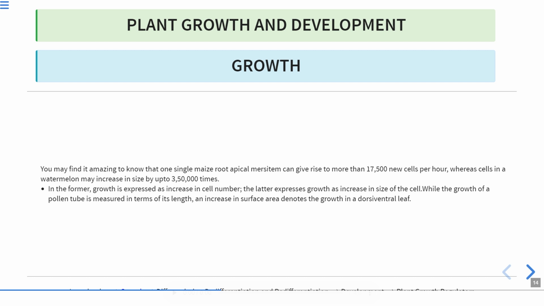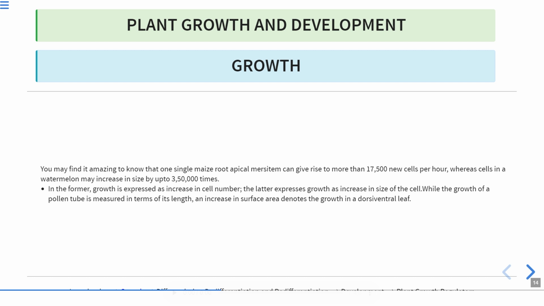Now, in the former, the growth is expressed as an increase in the cell number. Okay, so here you can see the 17,500 new cells formed in the case of maize at the root apical meristem. So this is showing the growth expressed as an increase in cell number. The latter expresses the growth as an increase in cell size. Here you can see in the case of watermelon, the size of the cell has increased.